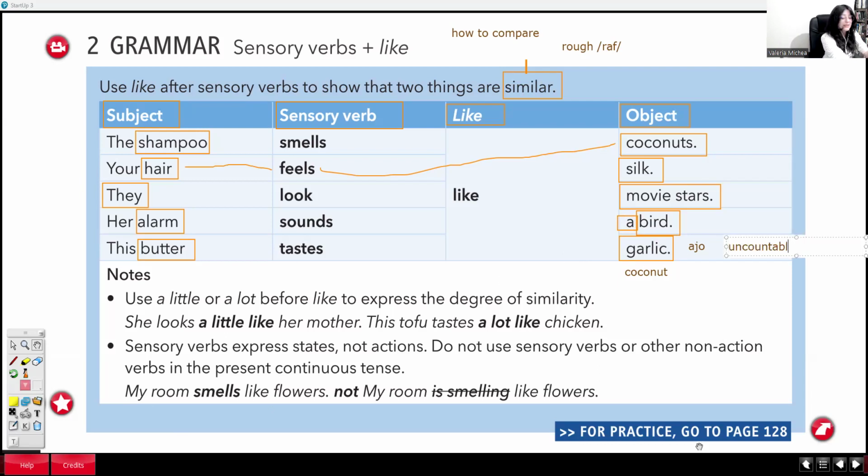So this is also related to countable and uncountable things. Usually, uncountable things never take a. So no a or an. What is uncountable? Things that you cannot count. In that case, birds are countable. Only when we refer to a garlic clove, un diente de ajo, that makes sense. It's only one, but garlic in general is uncountable.